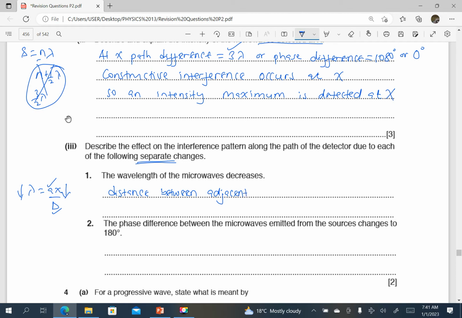The distance between adjacent intensity maxima or the distance between adjacent intensity minima. Minima is plural, maxima is plural, meaning two. So the distance between two adjacent intensity maxima or two adjacent intensity minima decreases. That is X.